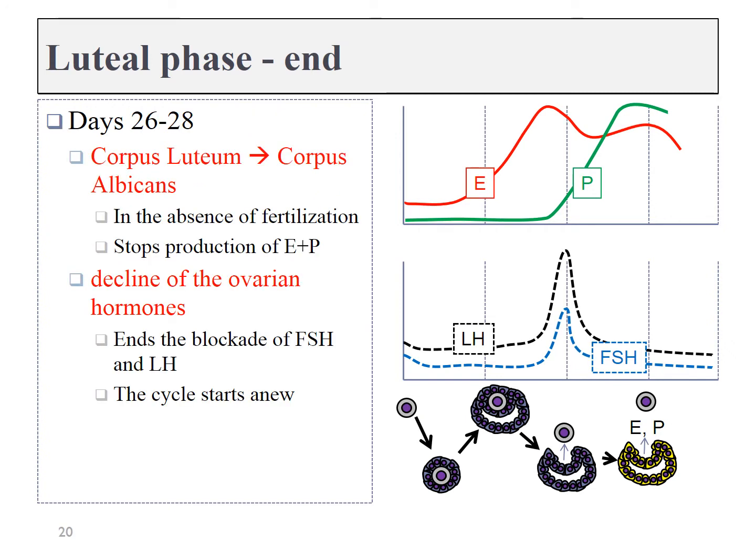In the absence of fertilization and implantation, the decreased levels of LH will mean that the corpus luteum will stop producing estrogen and progesterone and will dissolve into a bit of scar tissue known as the corpus albicans. With the drop in estrogen and progesterone, the ovarian cycle is prepared to start again in the next month.